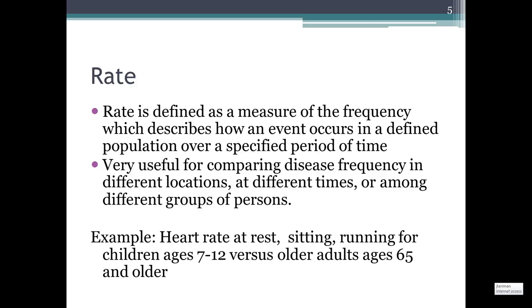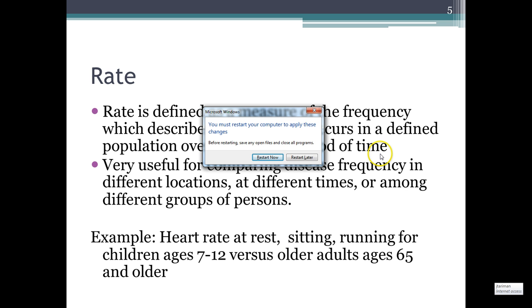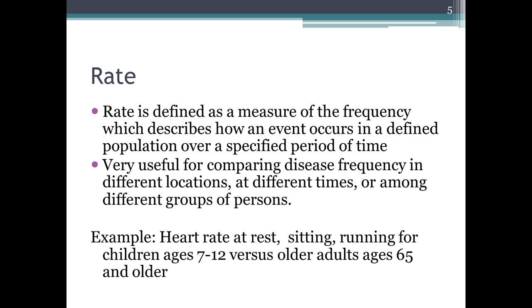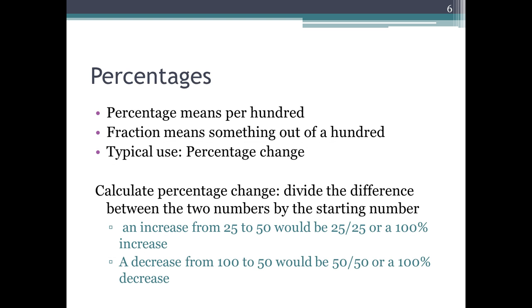Now, the best example I think to easily illustrate rate is heart rate. We can differentiate the heart rate at rest, sitting, or running, and for different groups of ages, such as children ages 7 to 12 versus older adults ages 65 and older. And you can apply this basically when you are getting statistics of disease occurrences.